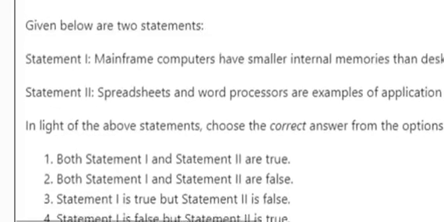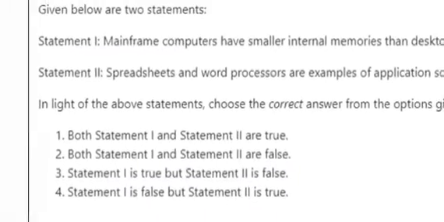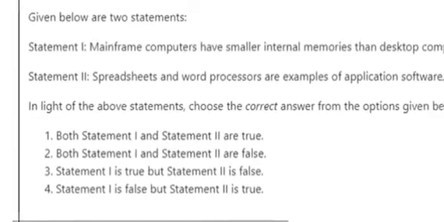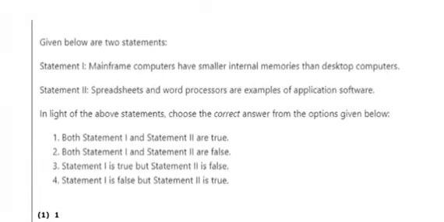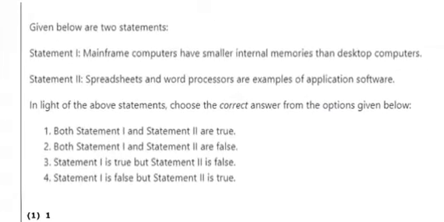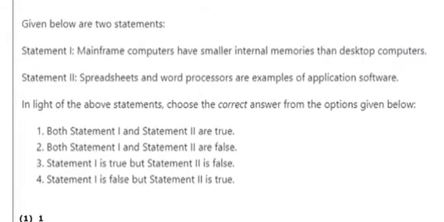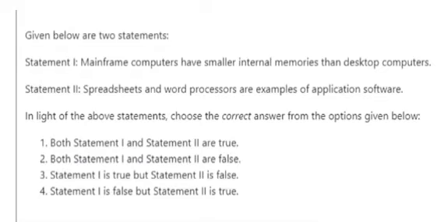Question 33: given below are two statements, a very long question. Statement 1: mainframe computers have smaller internal memories than desktop computers. Statement 2: spreadsheets and word processors are examples of application software. In light of the above statements, choose the correct answer from the options given below. Both statement 1 and 2 are true; both statement 1 and 2 are false; statement 1 is true, but statement 2 is false; statement 1 is false, but statement 2 is true.